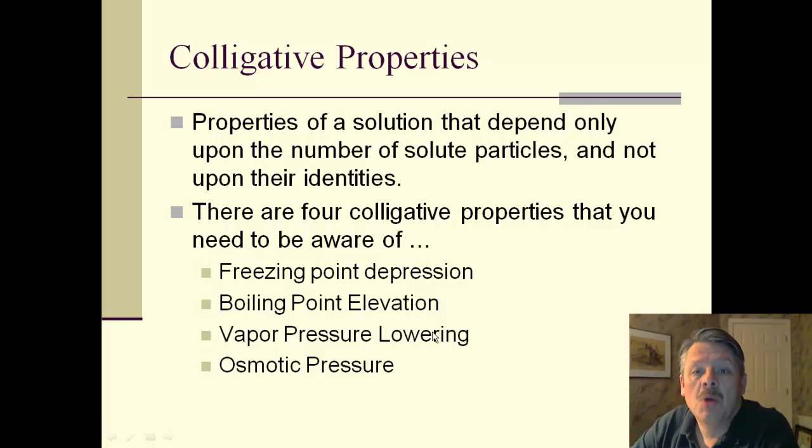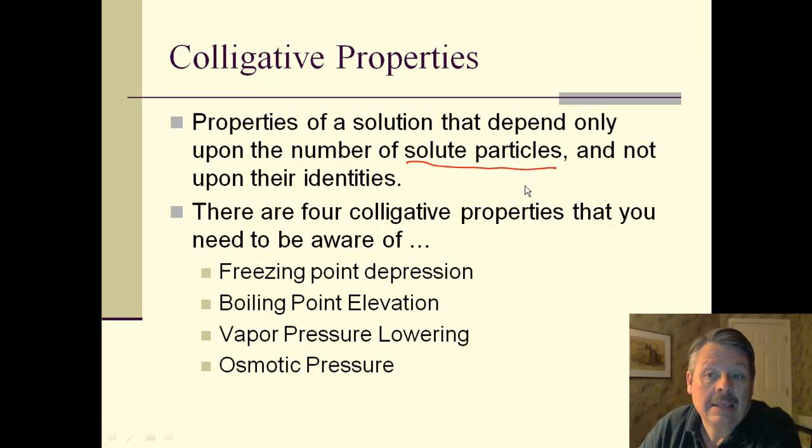So colligative properties are the properties of a solution that depend only on the number of solute particles and not upon their identities. So for example, how much salt or how much of something did you dissolve in water, and that's what's going to impact the water itself, not what it is. There are 4 colligative properties you need to be aware of. You should write them down, and we're going to talk about each one individually.